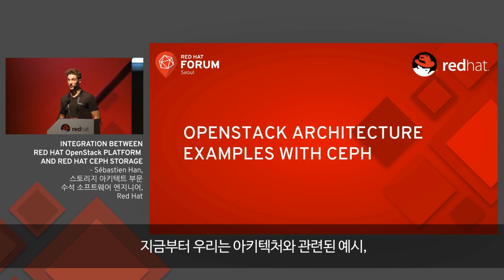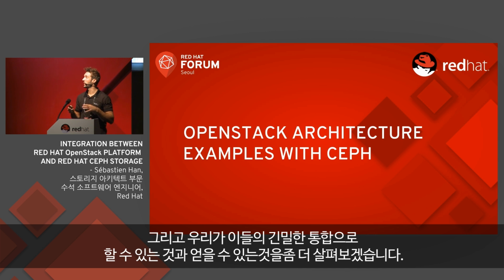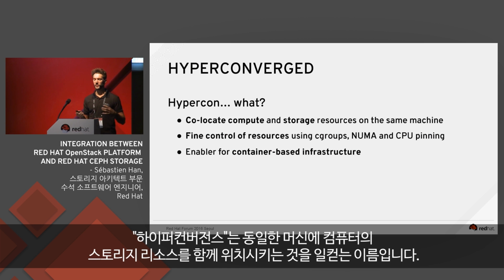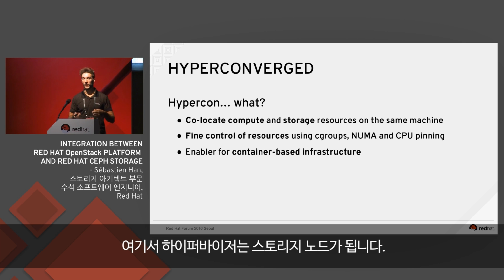So now we're going to dive a little bit into architectural examples and what we can do and how we can benefit from this really tight integration. We have the concept of hyperconvergence here. Hyperconvergence is a really fancy name basically to say that we are co-locating compute and storage resources on the same machine. So now hypervisors are also becoming storage nodes.